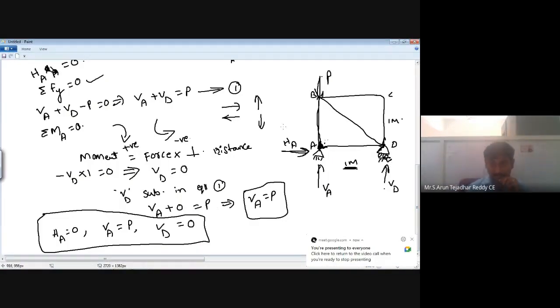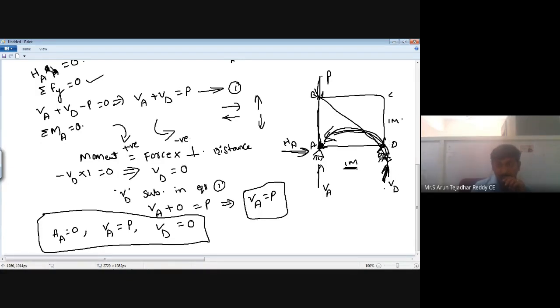And just now we discussed A as a reference point, and we have calculated D. The direction is upward only, but with A as a reference point, we are going to calculate from D to A. It means your direction from D to A is an anti-clockwise direction.